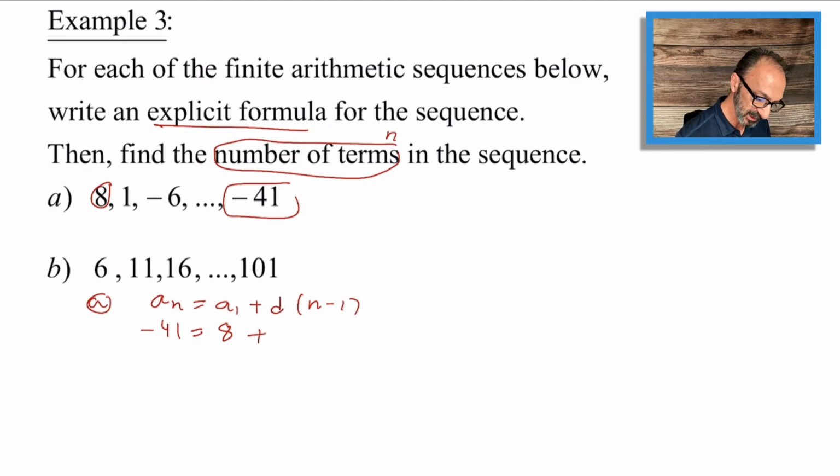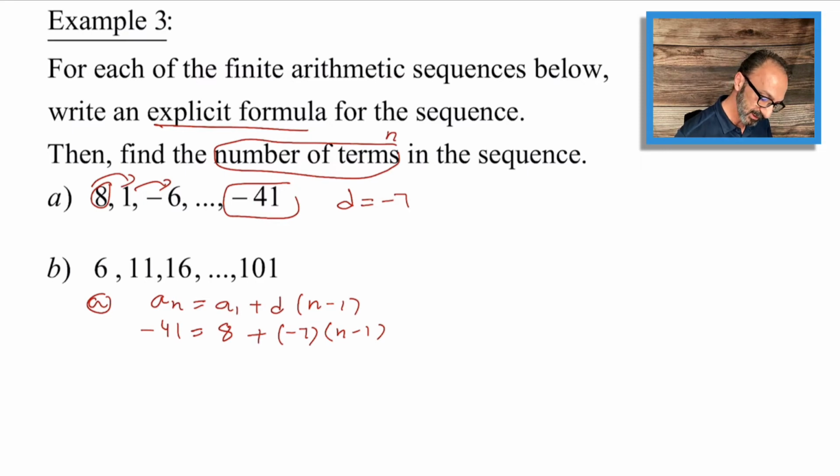What's the difference d? Going from 8 to 1, we're going down by 7. Double check, yes. So d is -7. To get to the last term, let's say it's the 17th term or the 22nd term, we need to know n. That gave me minus 41. So d is -7. I'll put it inside parentheses, multiplied by n minus 1, and we're going to solve for n.